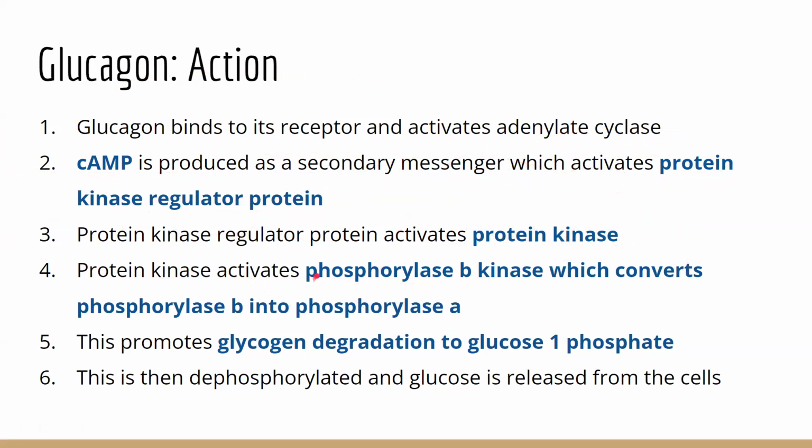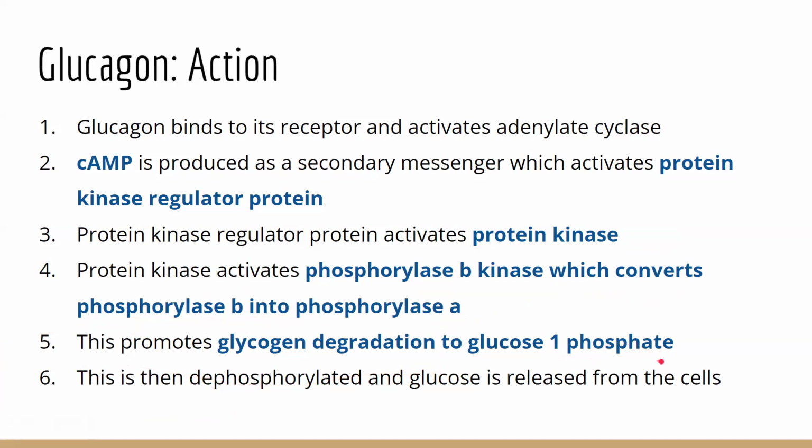So phosphorylase B kinase will be activated. What is this? It's again another kinase. So what will this kinase do? It'll phosphorylate something else. It's going to phosphorylate phosphorylase B into phosphorylase A. This promotes glycogen degradation to glucose 1-phosphate.